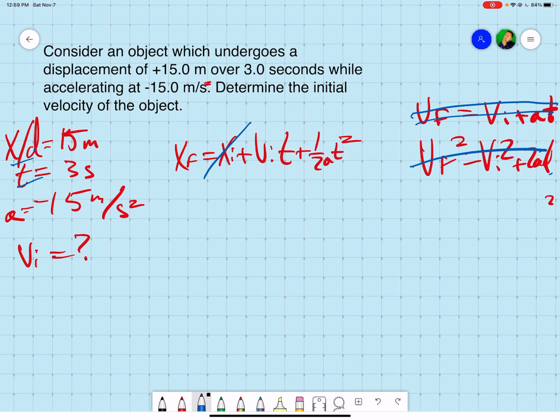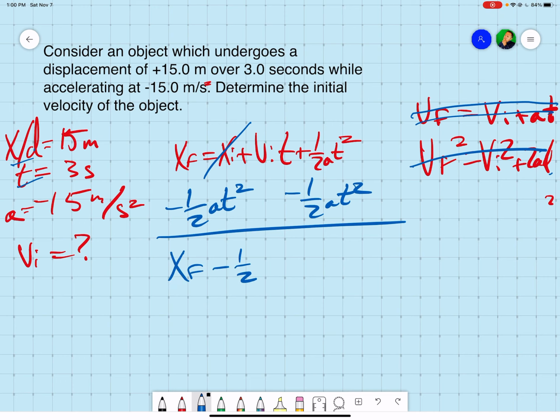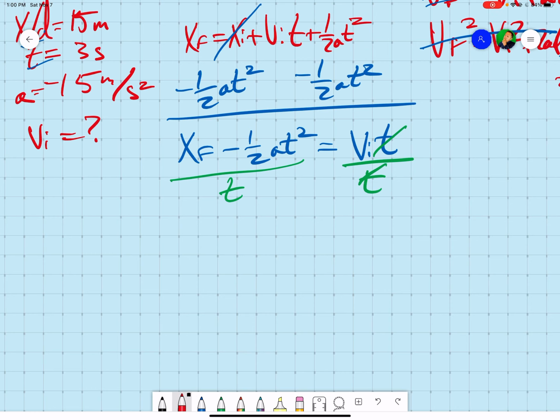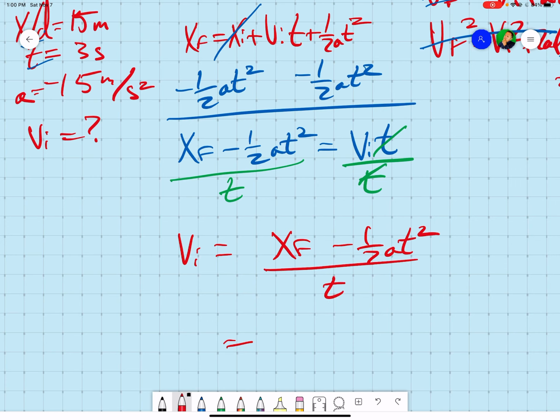So here we go. I'm going to subtract the 1/2 AT squared from both sides. And I have XF minus 1/2 AT squared is equal to VIT. Now I'm going to divide both sides by the t. So I have my equation is going to be VI is equal to XF minus 1/2 AT squared divided by t. So I can plug in my numbers. XF was 15 meters.